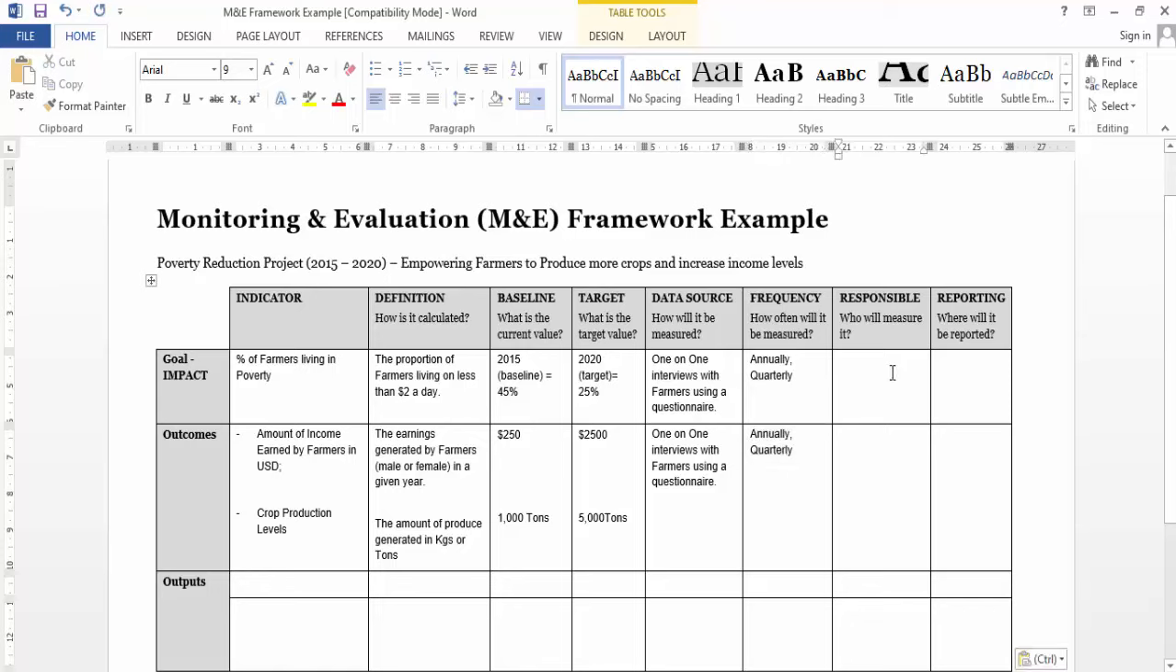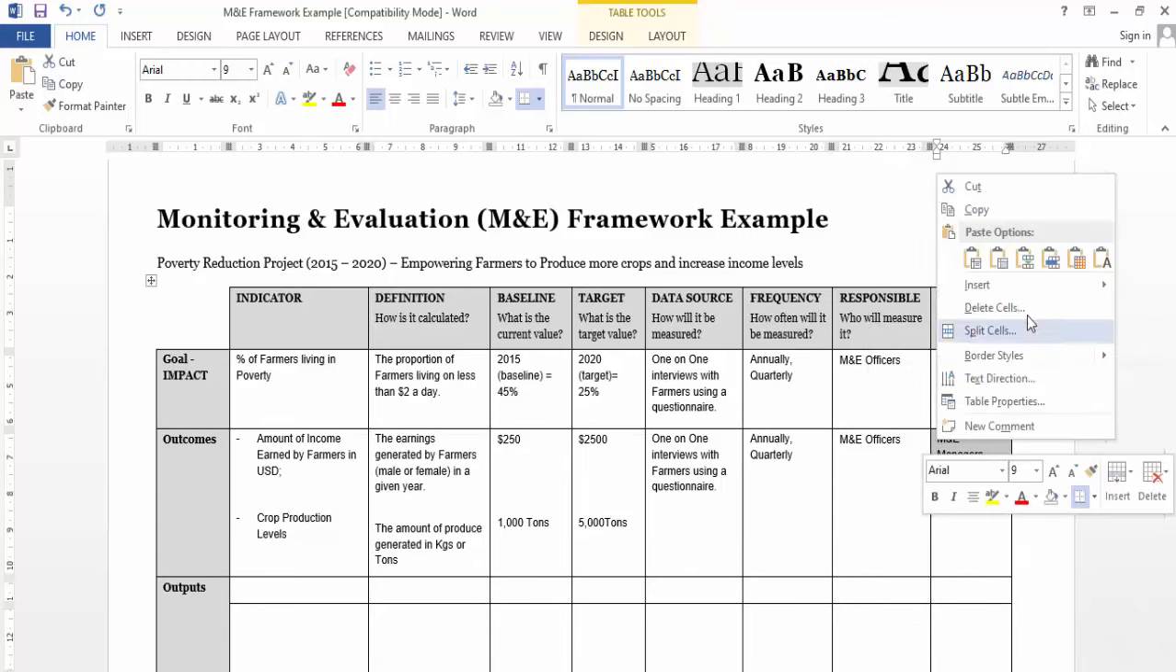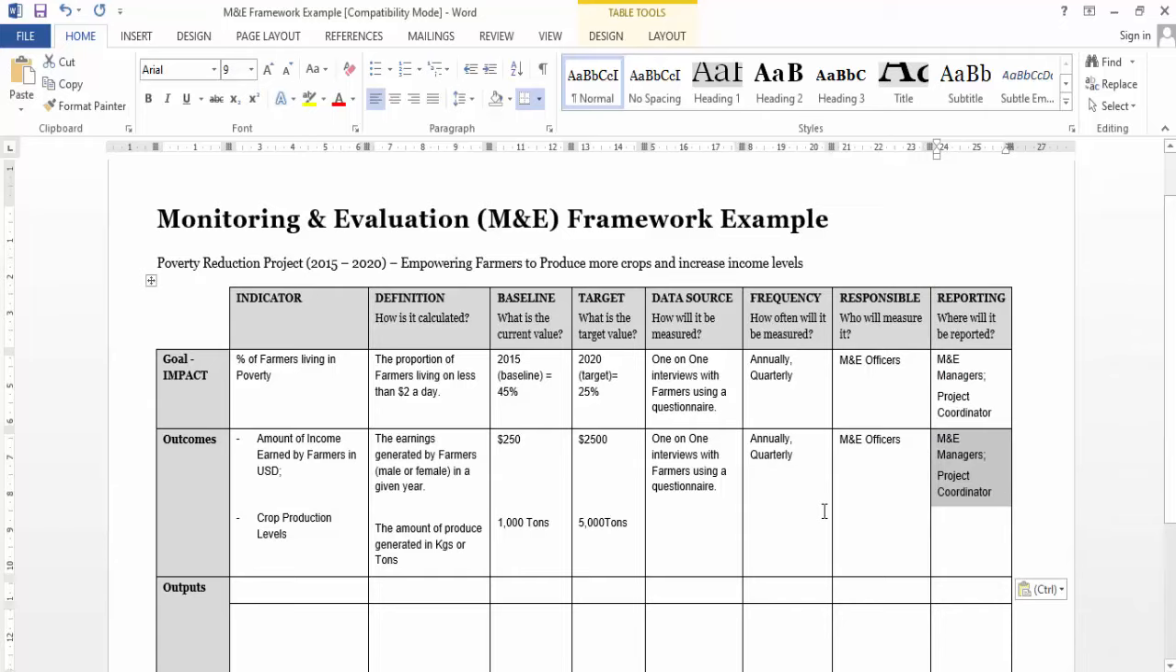So who will be responsible for this? You have the M&E officers. Okay, and where will it be reported to? The M&E officers will report to who? Their M&E managers. Okay, or it could be that they'll report to the project coordinator, as is the case sometimes, or maybe oftentimes, because not every organization can afford an M&E manager.